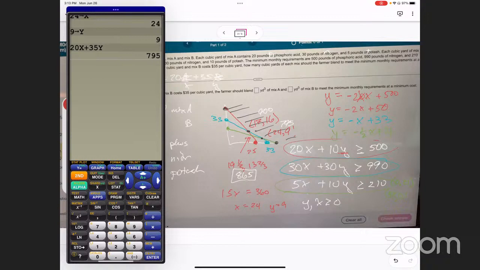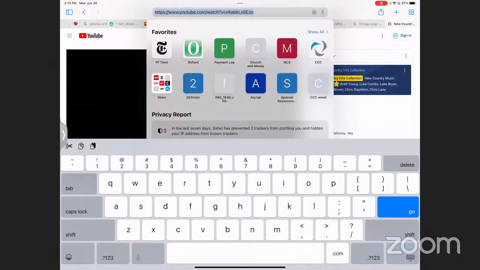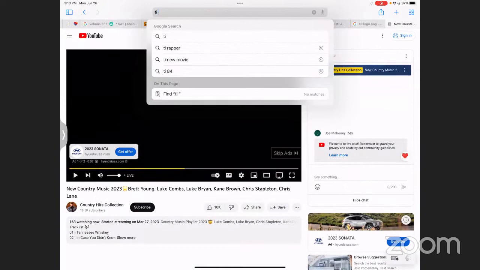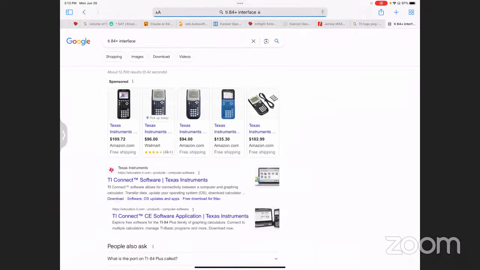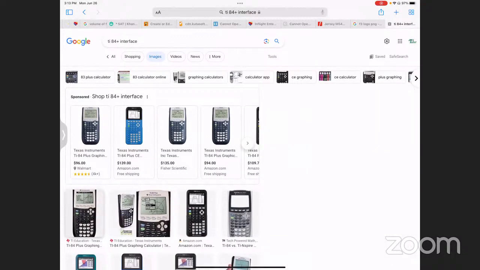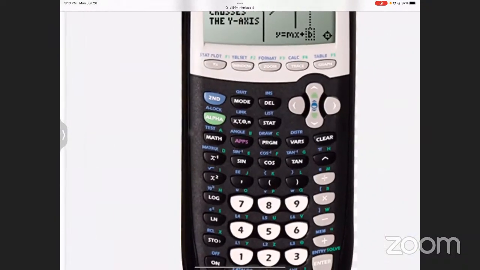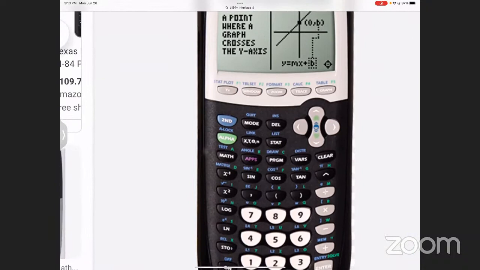There's mode, delete, stat, x. What kind of graphing calculator do you have again? TI-84 plus. TI-84 plus interface. Let's see what it looks like. It's that first one. Yeah, I'm trying to find the images so I can see it a little bit bigger. So you're going to go to calc.